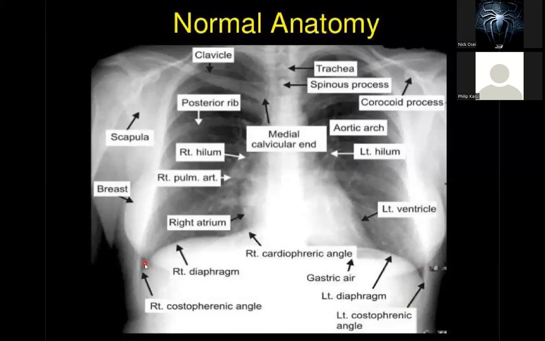They are very, very important because they help you to be able to tell whether there's pleural effusion. The main importance of costophrenic angles is whether there's pleural effusion, as well as the cardiophrenic. So the angle, the heart.